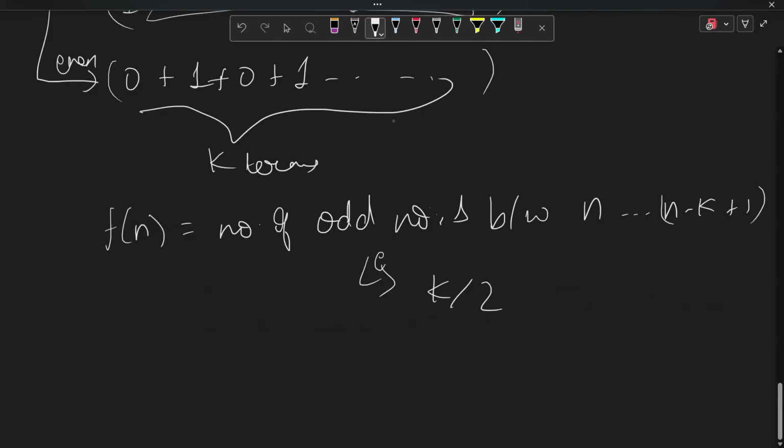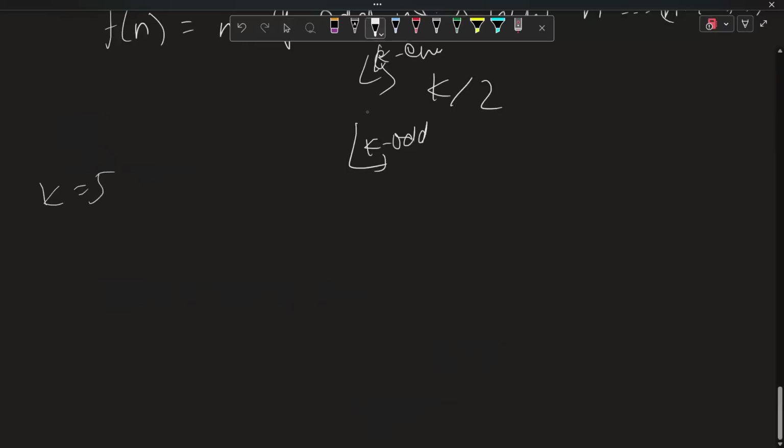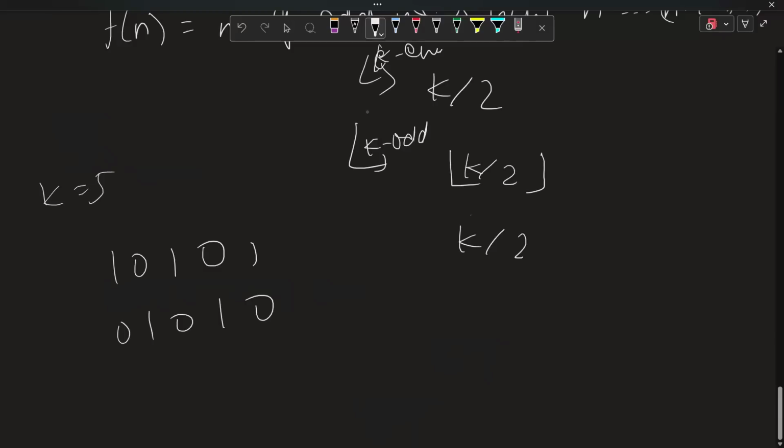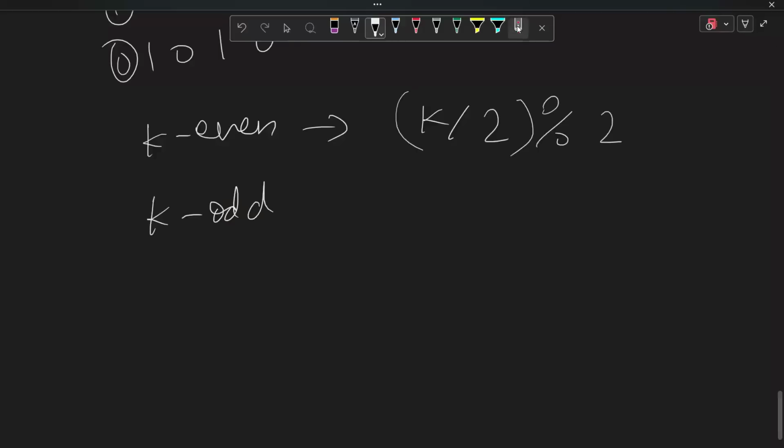And if k is odd, let's say k is 5, then you can have 1 0 1 0 1 or 0 1 0 1 0. So it would be either ceil of k by 2 or floor of k by 2. Whether it would be ceil or floor would depend on whether n, this first number, is odd or even. So if k is even, you can directly write your answer as k by 2, whether n is odd or even. And then you have to check whether this sum is odd or even.